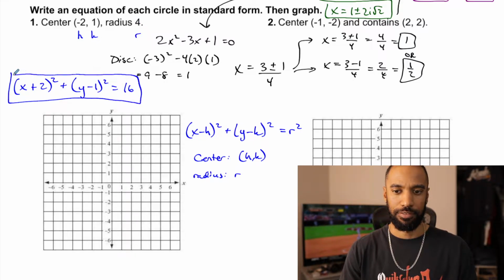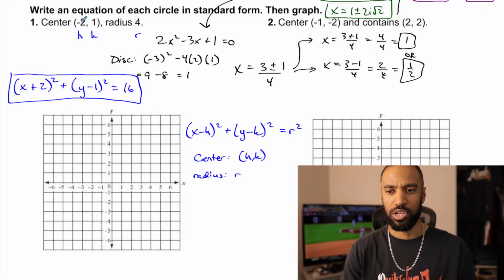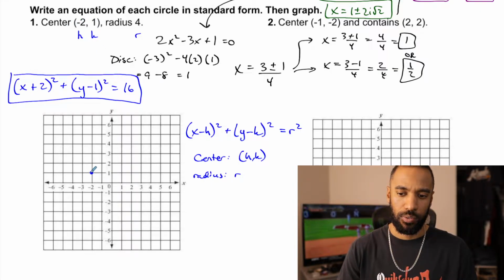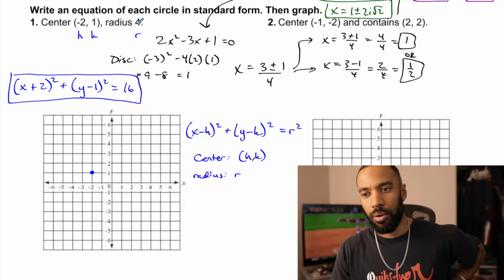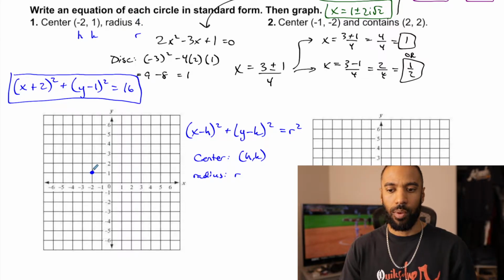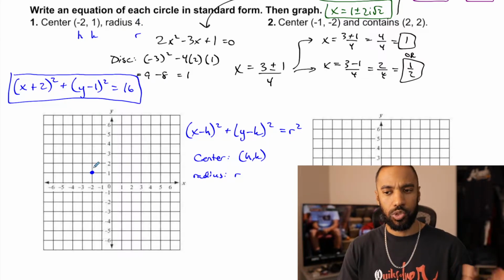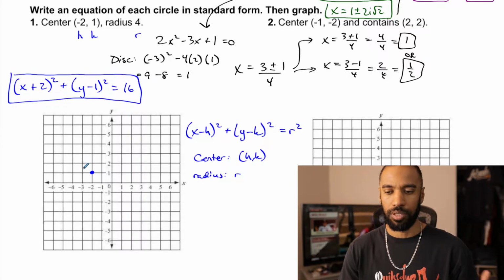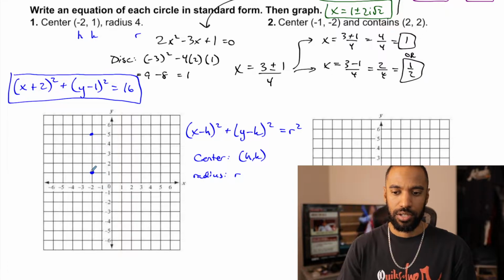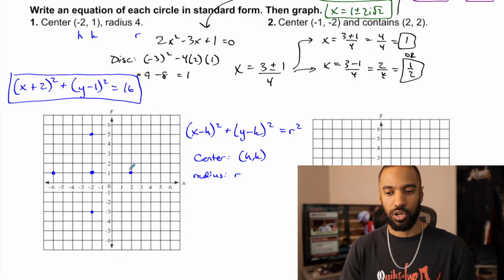If I want to graph, forget the equation, just do the information. I'm going to start at negative 2 comma 1 right here. And then my radius is 4. So that means I should graph by plotting. See, the best way to count 4 for me, at least to complete my circle, is to just go up 4 from center, down 4 from center, left 4 from center, and right 4 from center, north, south, east, west. And then approximate the circle as best as possible.